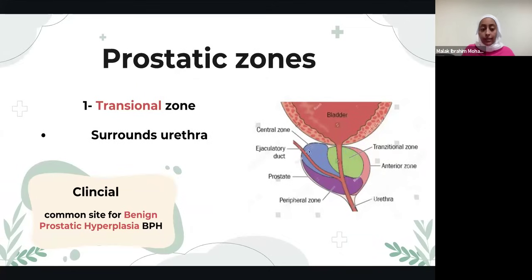And what's the importance of that? This is the common site for benign prostatic hyperplasia. This is very important. They might give you a case, and you get from the case that this is benign prostatic hyperplasia. And then they're going to ask you, what zone does it affect in the prostate? It's going to affect the transitional zone. And what does it surround? It surrounds the urethra. Always when you forget in the exam, try to remember the picture. Try to remember it was green, it was surrounding the urethra, and this is the transitional zone.